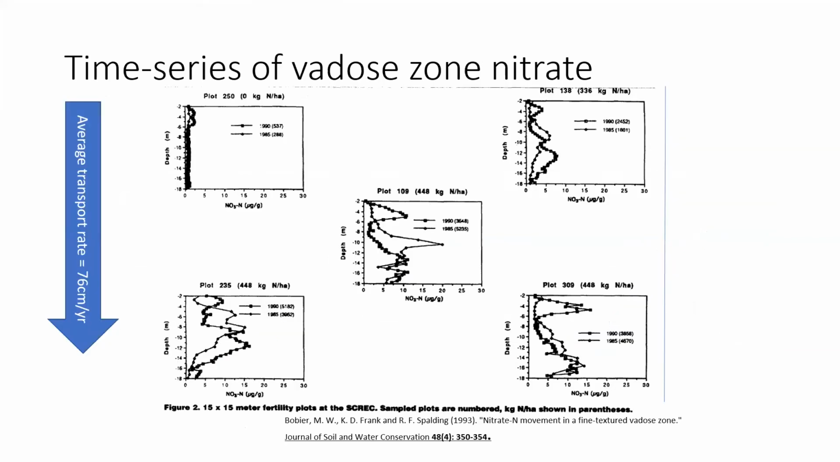So one of the questions from many of these studies is how fast is nitrate traveling through the vadose zone? This is a subsequent study from the South Central Research and Extension Center, same site that Lisa Kitchens scored for her master's thesis. And they were able to correlate peaks in nitrate-nitrogen in the vadose zone between cores in 1985 and 1990. And this gives us an idea of the approximate transport rate on the order of 2 to 3 feet per year of some of these pulses of high nitrate nitrogen in the vadose zone.